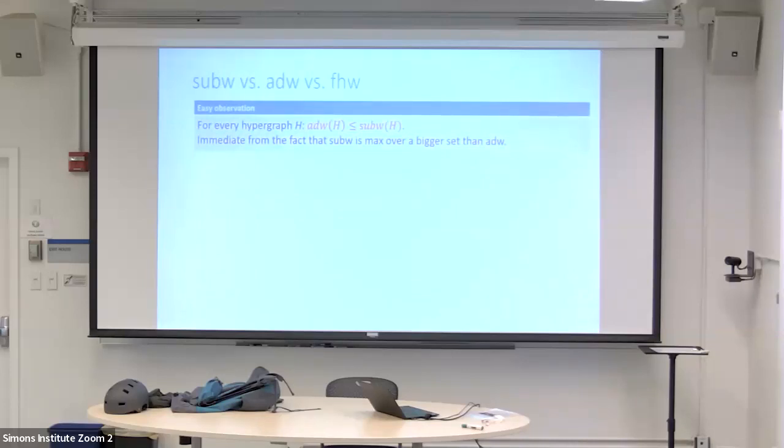It's clear that adaptive width is less than or equal to submodular width, because we restrict submodularity, of course, implies modularity, but not the other way around. Marx also showed that submodular width is less than or equal to fractional HyperTree width, and that bounded submodular width is the same as bounded adaptive width. If adaptive width is bounded by some constant, then submodular width is also bounded. It's just this constant to the power of 4.